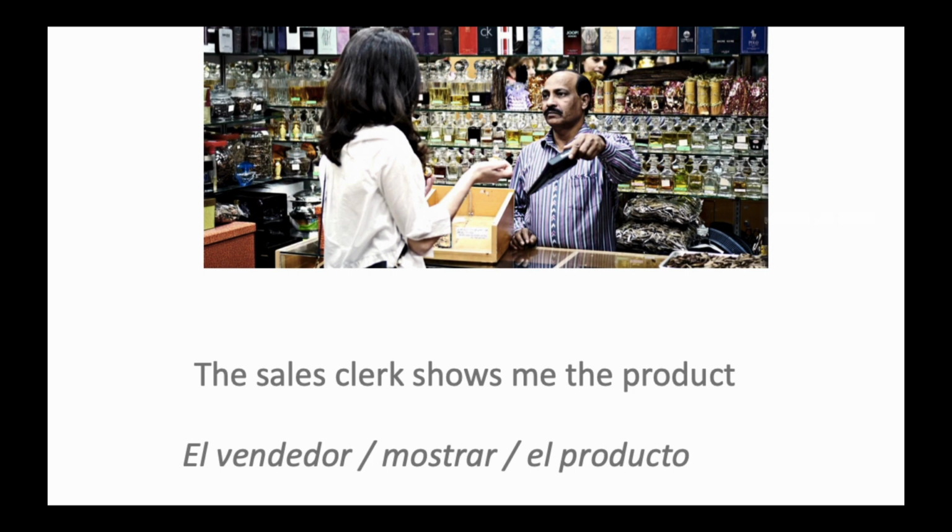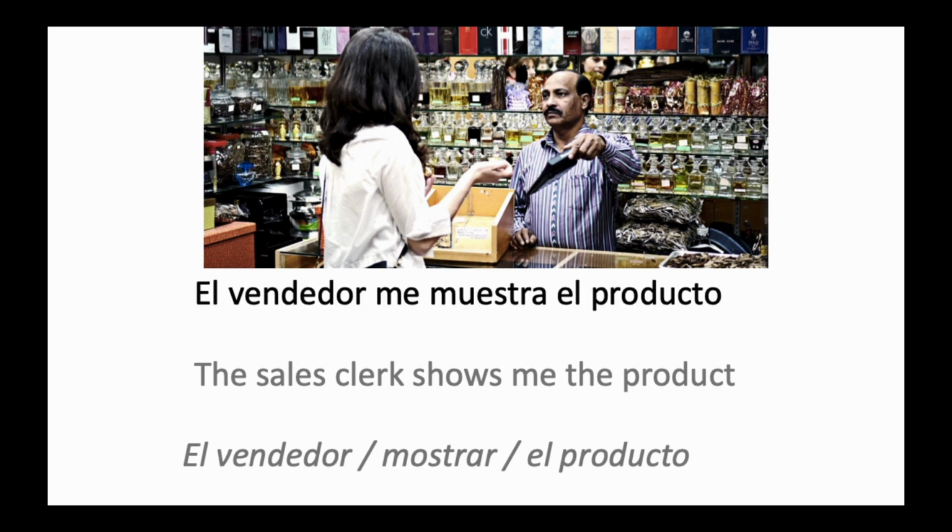The sales clerk shows me the product. Mostrar is stem changing, so that O is going to change to UE. El vendedor me muestra el producto.